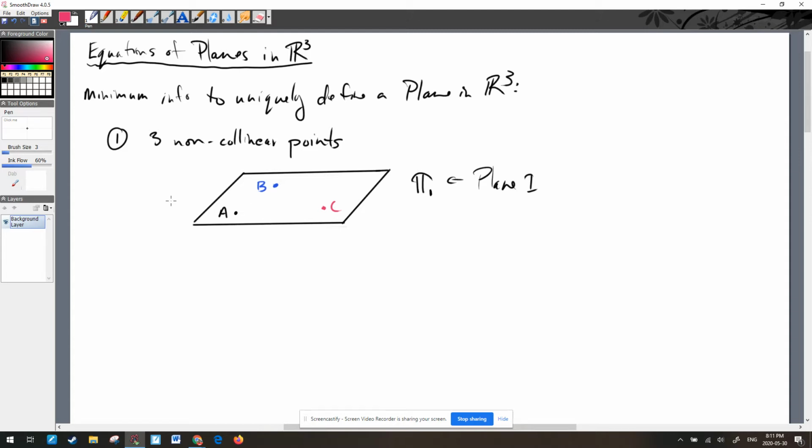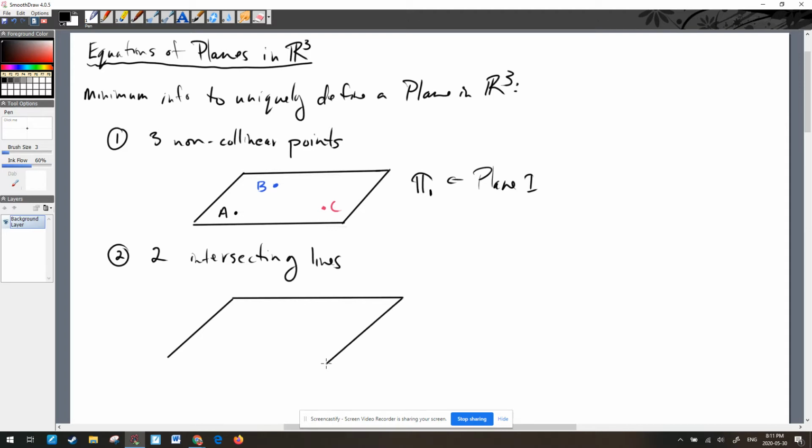So there's one way. One way is we could have 3 non-collinear points, right? Because if they were collinear, the sheet of cardboard could tip either way. We don't want that, so they have to be non-collinear. That's important. Number 2, what's the second way we could do it? Think about it. How about if we had 2 intersecting lines? So I'm going to draw my plane representation here again.